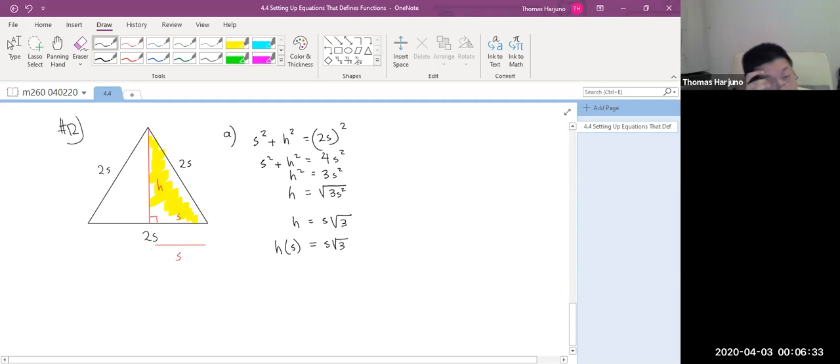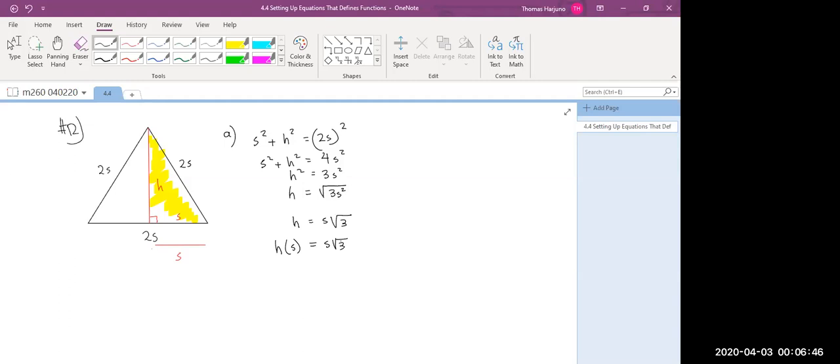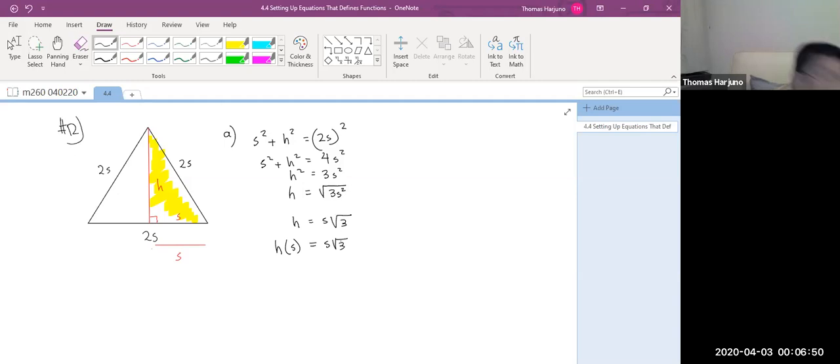Now we will see this right triangle a lot later on when we deal with trigonometry. Nona, do you mind to mute your microphone? Yeah, thank you. This is a 30-60 degrees triangle.